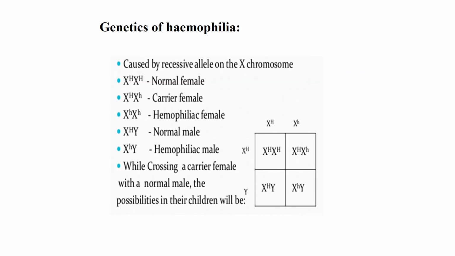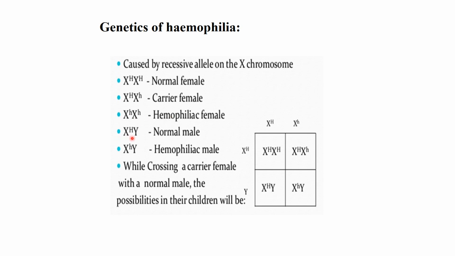Genetics of hemophilia. Hemophilia is caused by a recessive allele on the X chromosome. If both alleles are dominant, then the female is normal. If one allele is recessive, the chromosomes are both X and one carries the recessive allele, then the female is a carrier. The female is a carrier, not hemophilic. If both alleles are present in the homozygous recessive condition, then the female is hemophilic.